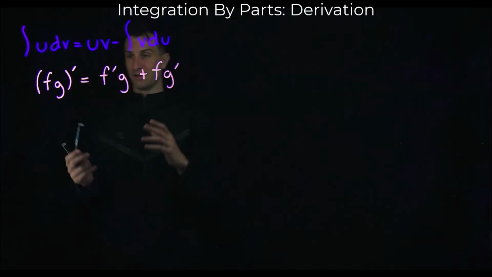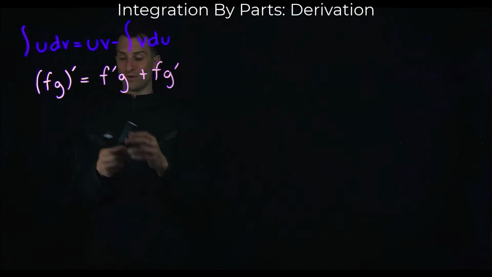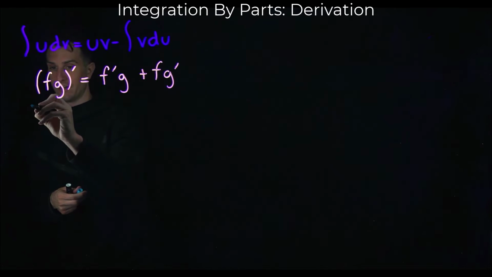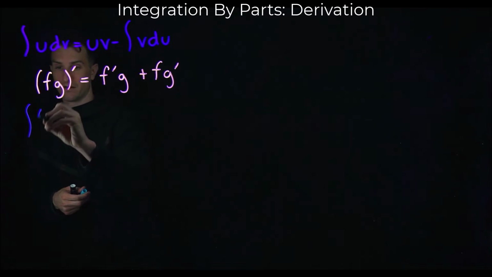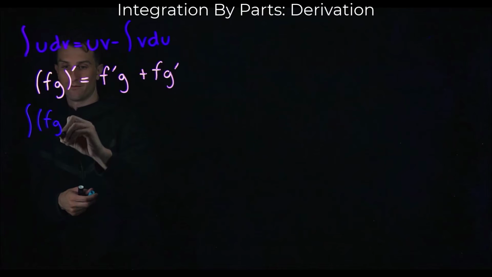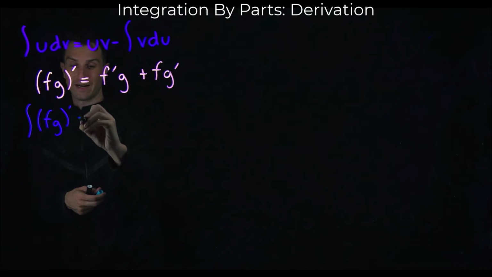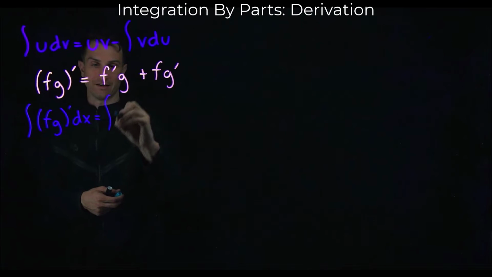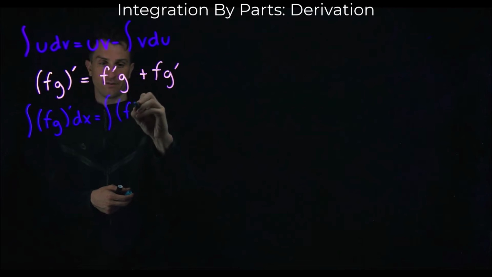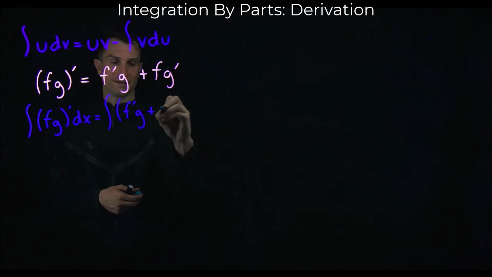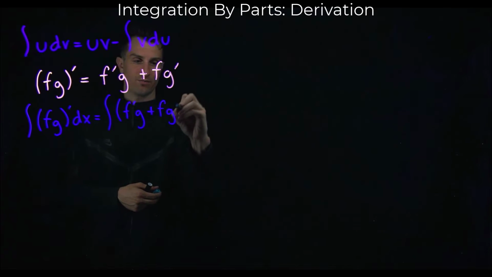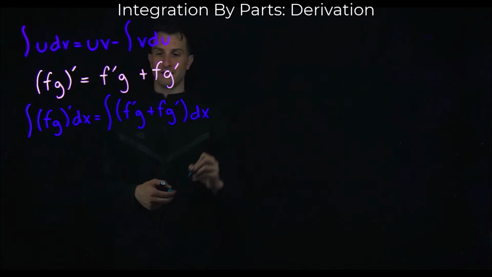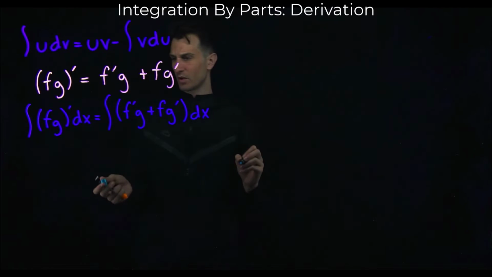Now let's say I've done this, and I want to integrate both sides. So I'm going to integrate fg prime with respect to x, and we're going to integrate the other side, f prime g plus f g prime, also with respect to x. Let's see what happens.